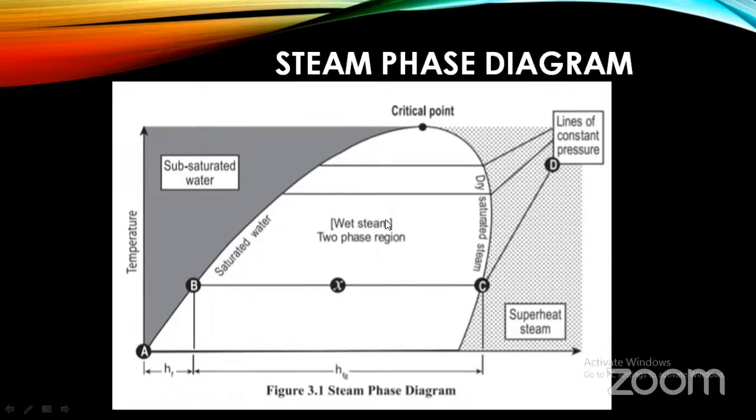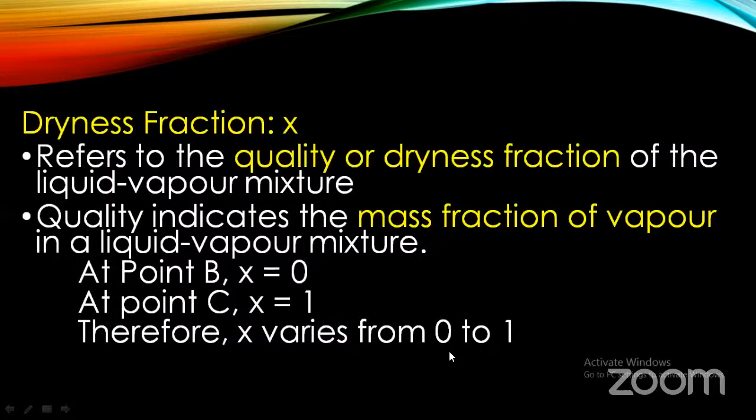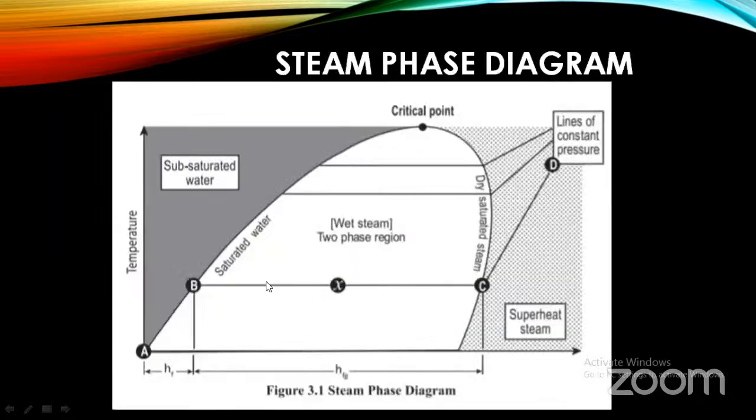And the wet steam is qualified by a term called dryness fraction. That's what we have seen in the last class. So the value of X varies from 0 to 1. So we call it the quality of the steam, or the mass fraction of the vapor in the liquid vapor mixture. So this is the liquid vapor mixture line, B and C.